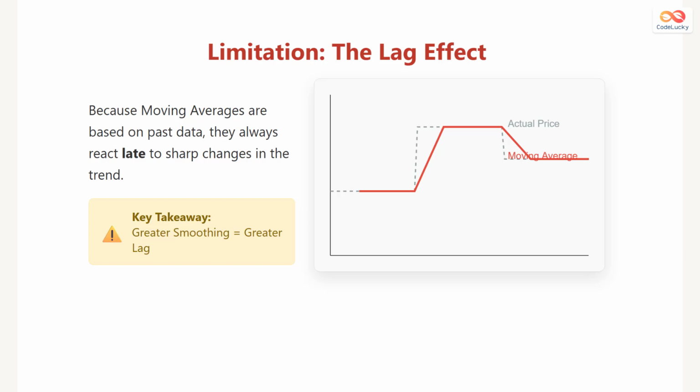It is important to understand the trade-off. Moving averages are lagging indicators. Because they are based on past data, they will always be behind the current price or value. As you increase the smoothing to get a prettier curve, you essentially increase this lag, making the metric slower to signal a trend reversal.